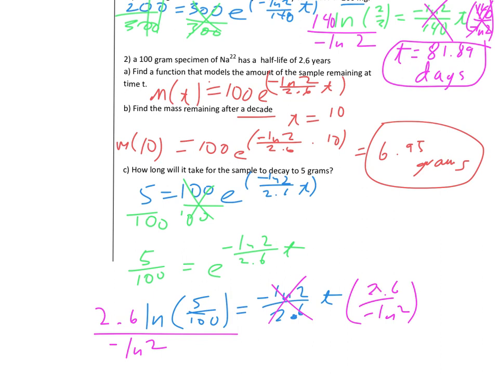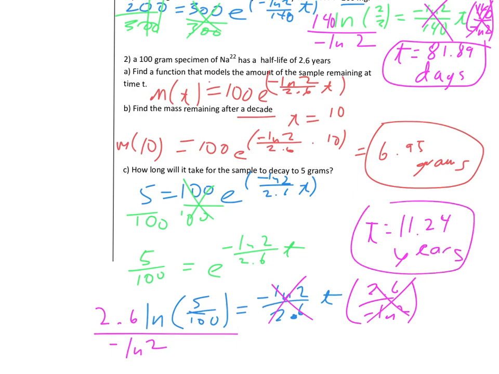You can cancel those out, and there's our answer in kind of the long form, and then we'll go ahead and type it in to the calculator to get a decimal for that. So we got 2.6 and 5 over 100 inside of the natural log divided by negative ln2. So I got for that one that it is going to be t equals 11.24 years. I know it's in years just because that was what our half-life was in.